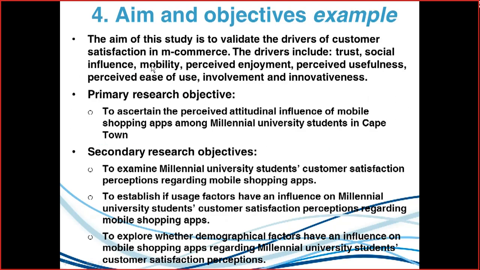So here I give an example. The aim of the research is to validate drivers of customer satisfaction in m-commerce. The drivers are such and such and such. Then you give your main objective: to ascertain the perceived attitudinal influence of mobile shopping apps among millennial university students in Cape Town. And then to achieve this primary objective, you break it down into secondary research objectives: to examine millennial student customer satisfaction perceptions, to establish if usage factors have an influence, to explore whether demographic factors have an influence. So these three objectives will achieve your primary objective, which will achieve your aim.